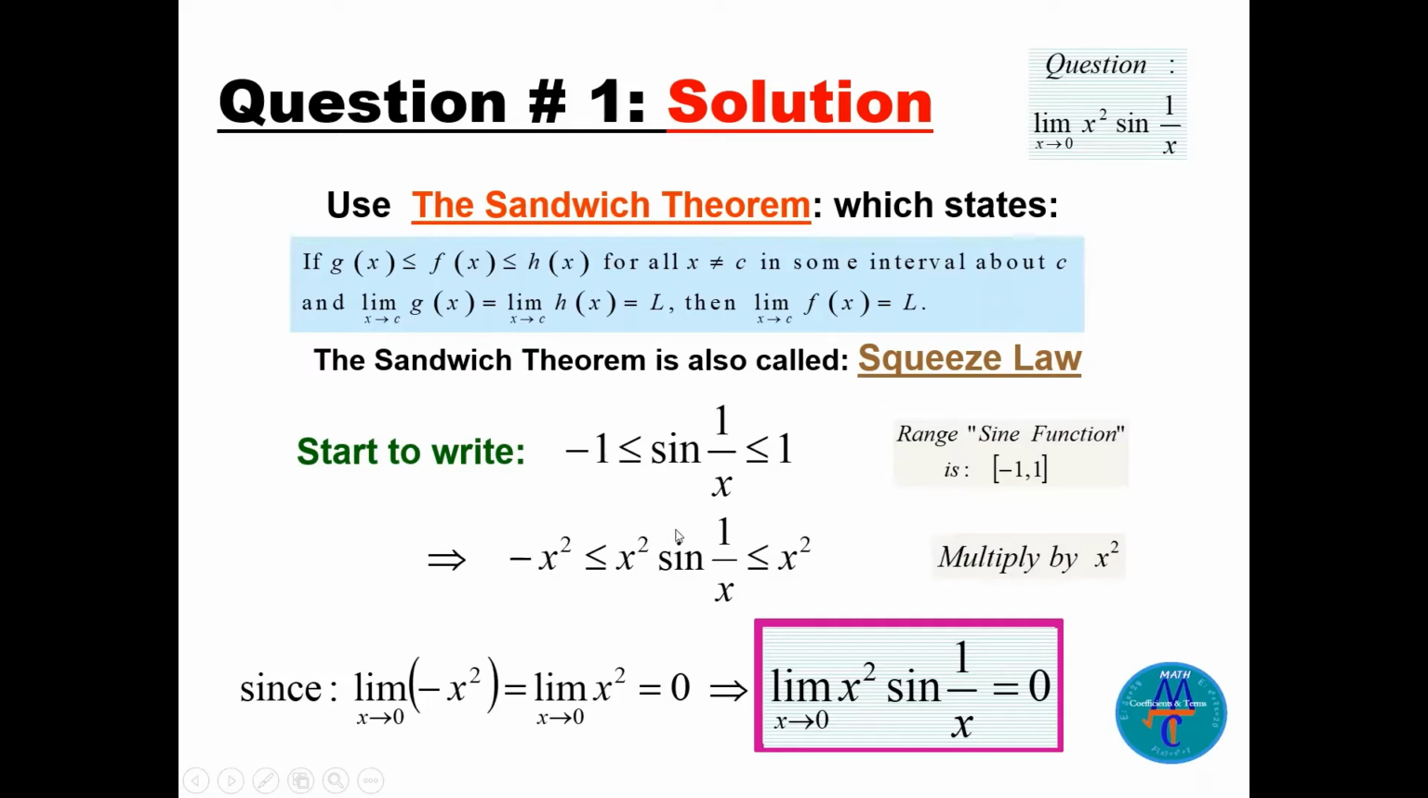Now this function is squeezed between two simple functions, of which we know the limits. This is a parabola. The limit of minus x squared and the limit of x squared as x goes to 0 is 0. So we can conclude the limit of the function in the middle is also 0.